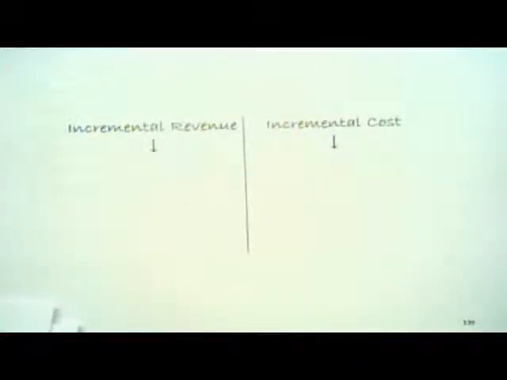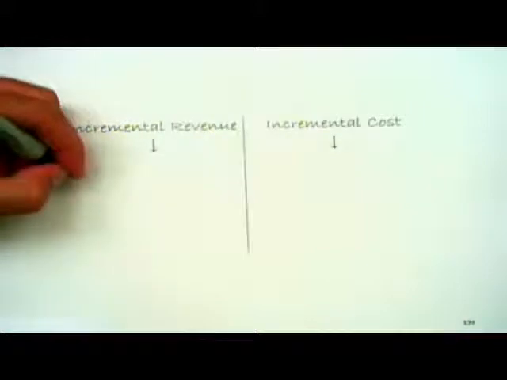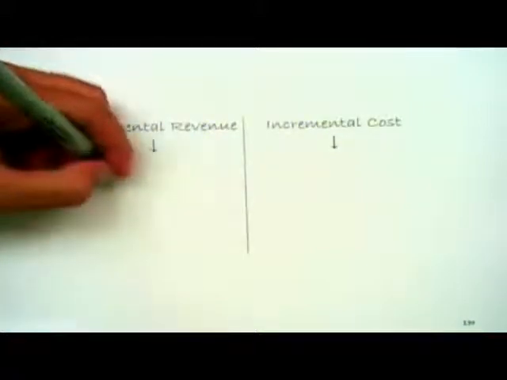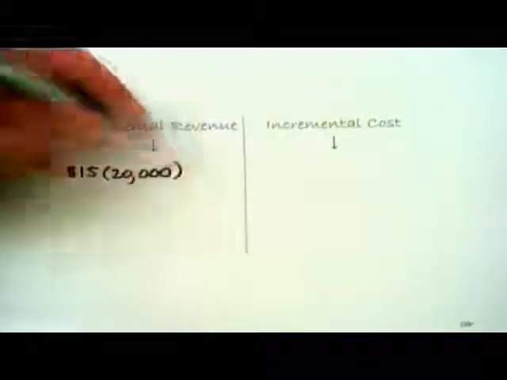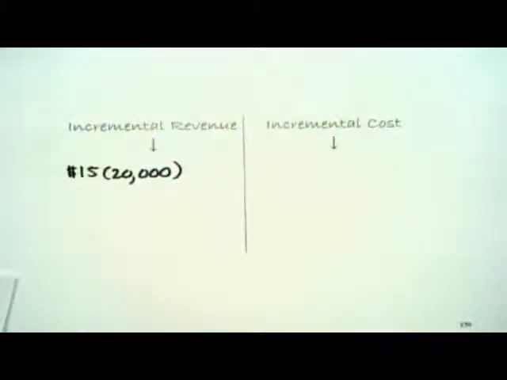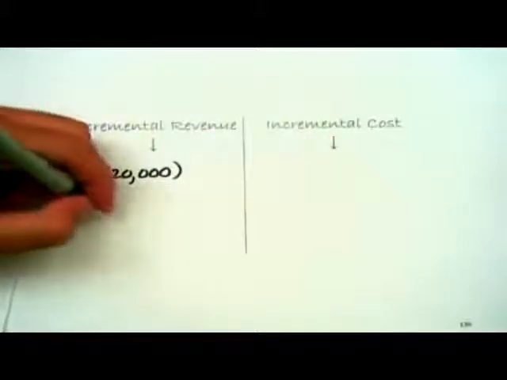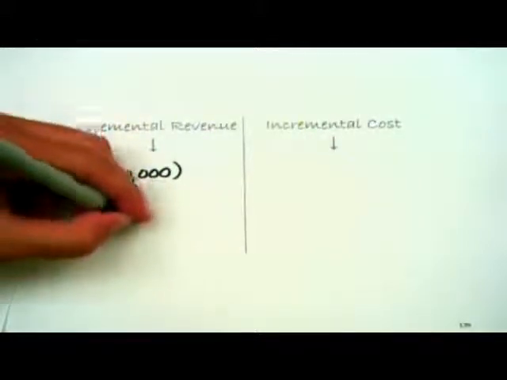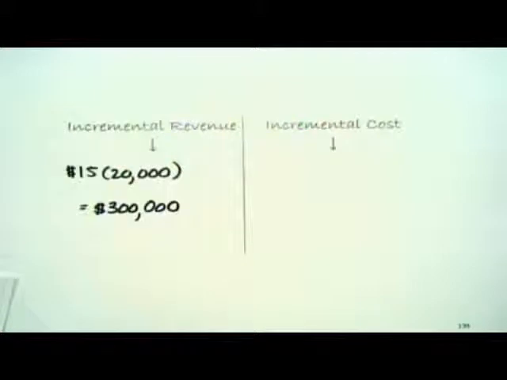All right? So, incremental revenue is always easy to make, right? That column's pretty easy. Why? Well, because if we decide to take the order, we say, okay, cool, we are going to take this, we are going to get a check for $15 times 20,000. Okay? So that gives us $300,000. If we decide to say, sure, we'll take this, we will just get a check for $300,000, no ifs, ands, or buts about it.